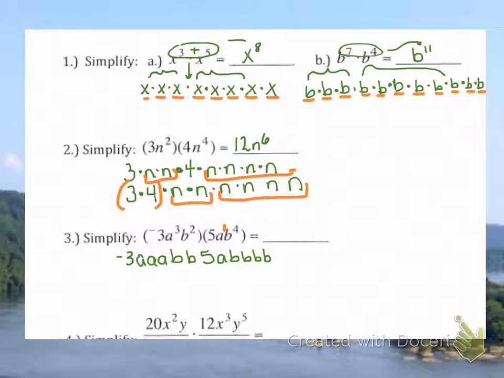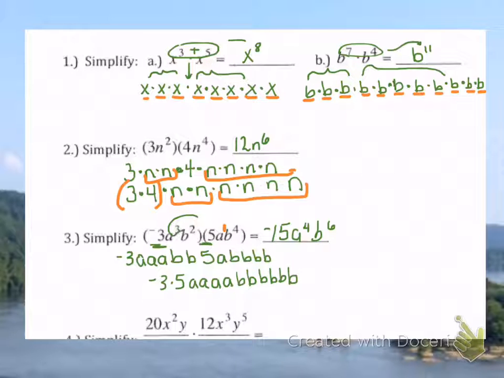Then I can mentally regroup them, and I'm regrouping my coefficients together. And I have my 3 factors of a from the first monomial, and then the 1 factor of a from the second monomial. And then I have my factors of b. And if I put them all together and multiply them all together, I get negative 15 from my coefficients times a to the 4th, b to the 6th. And again, the shortcut would be to just multiply the coefficients, and you're adding the exponents for the same base.